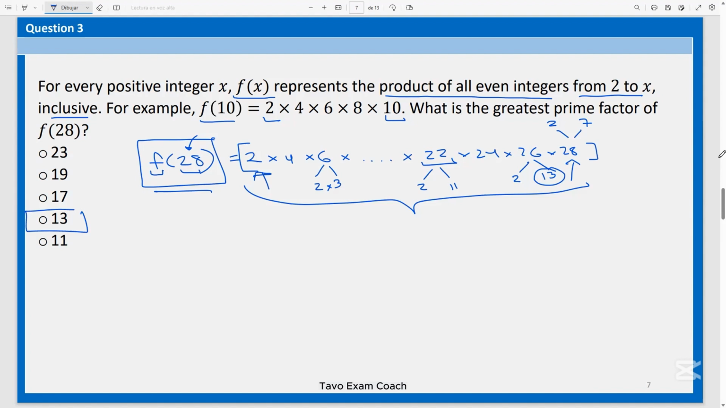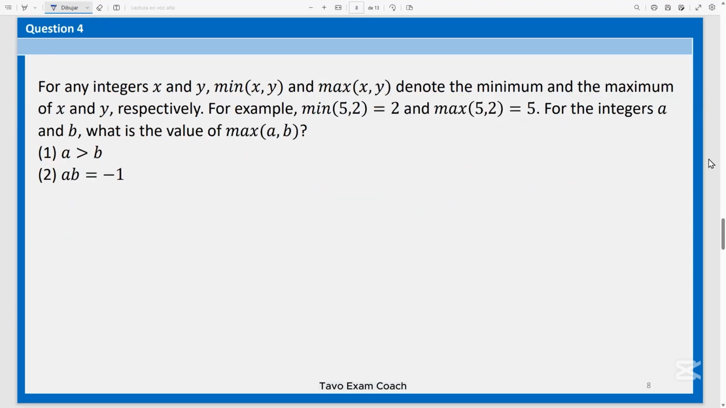Okay, so let's see another example. Question 4 says, for any integers x and y, the functions min of x and y and max of x and y denote the minimum and the maximum of x and y respectively. For example, the min of 5 and 2 equals 2, and the max of 5 and 2 equals 5. For the integers a and b, what's the value of max of a and b? Well, statement 1 says a is greater than b. Statement 2 says a times b equals -1.